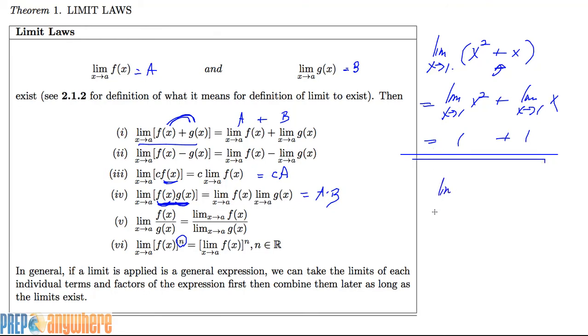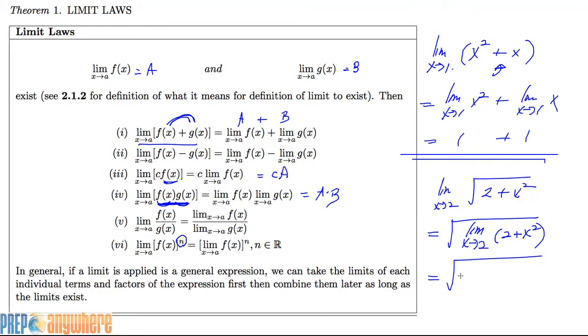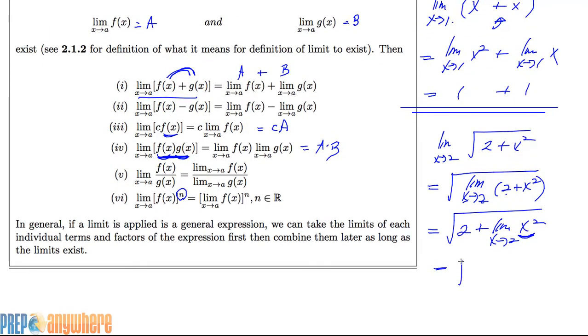Like if you have the limit as x approaches 2, let's say you have the square root of 2 plus x squared. What the limit law is saying is that even with this square root, which is equivalent to the power of one half, you can ignore that operand and do the limit of what's inside, where the function is. In this case, because it's 2, if you do the limit as x approaches 2 on 2, it's just going to be 2. So you just worry about the limit of this and do the operations afterwards. So this is going to equal 4, and then do the plus 2 and then do the square root, so we get root of 6.